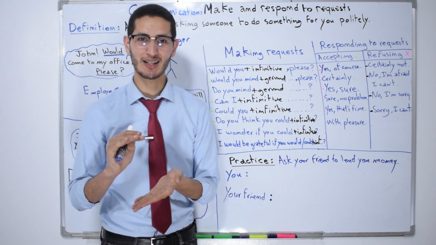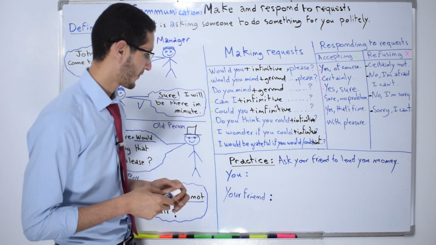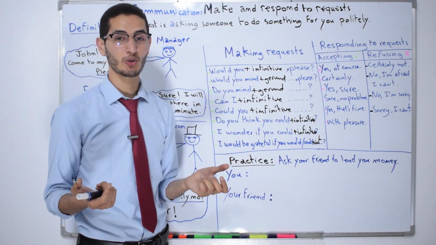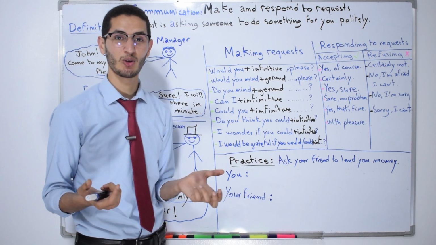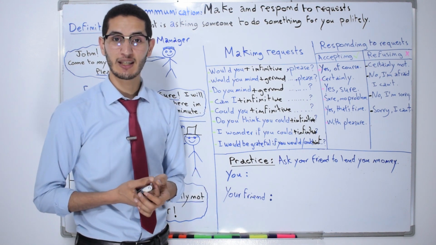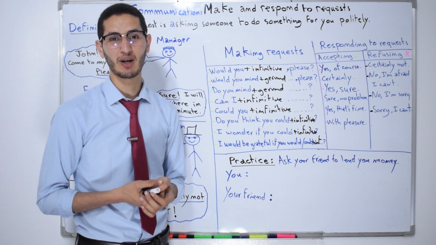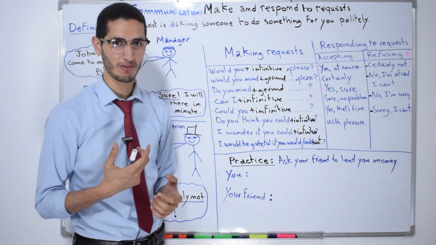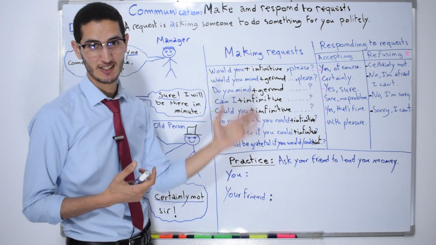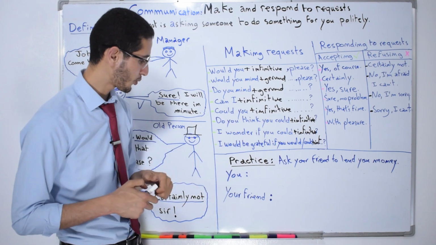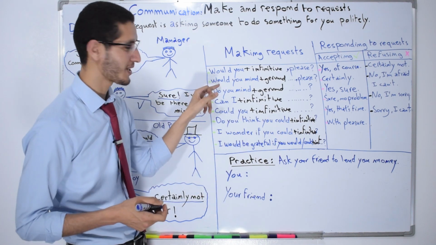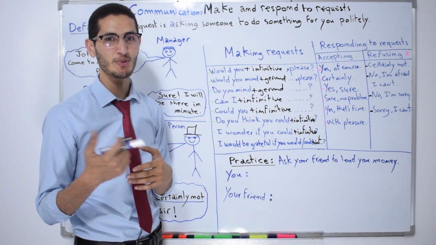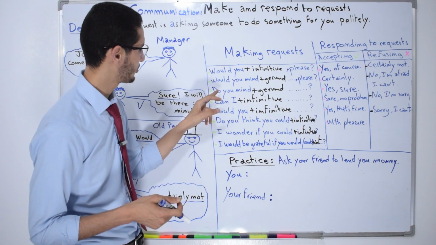So let's move to a little practice before we end this lesson. Ask your friend to lend you some money. For example, your car broke down, or maybe you need to buy something, or you need to buy a birthday gift for your friend, but you don't have any money. So what you're going to do is ask your wealthy friend to lend you some money, and you're going to use some of what I just taught you. So what would you say in this case? Let's pick do you mind, all right?